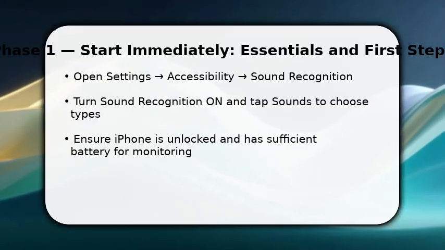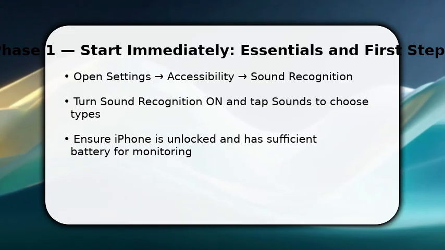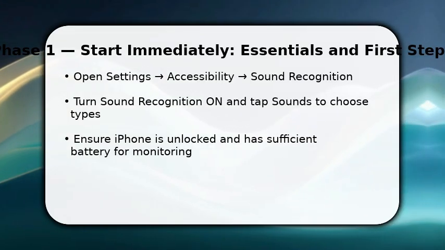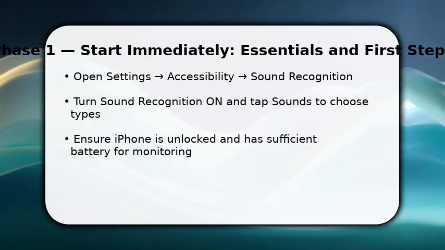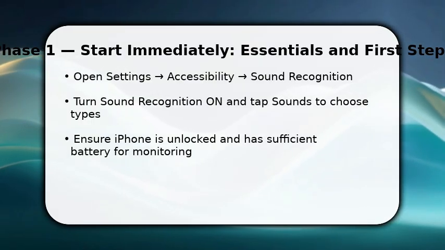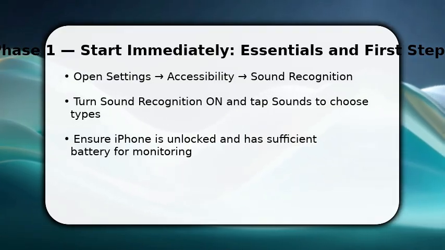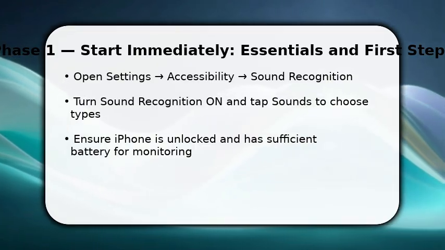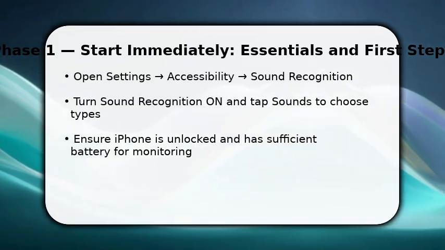You start by granting access and enabling the feature. Open Settings, go to Accessibility, then Sound Recognition. Turn the main switch on so the phone can listen. Next, tap sounds and pick the events you want: alarms, doorbells, smoke detectors, or baby crying, because each selected sound trains the model to notify you.